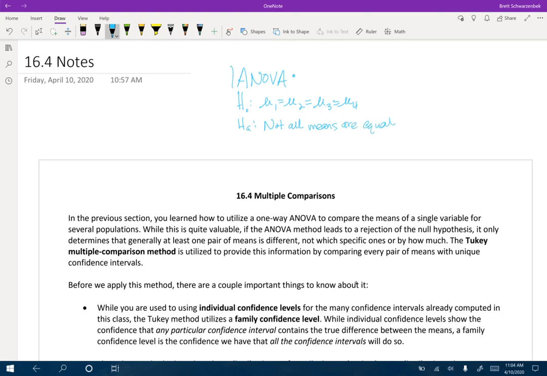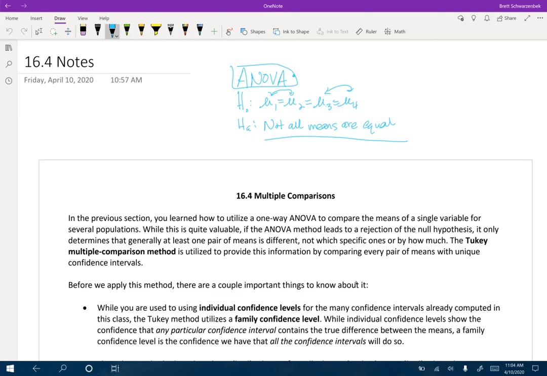Okay, so the key was if we rejected H naught, that meant that not all means are equal, but we didn't necessarily know which means weren't equal. So for example, maybe mu1 and mu2 are equal, but mu3 and mu4 are not. So it's kind of an issue there, because maybe you'd like to know what means are actually causing the test to blow up and end up rejecting H naught. So that's the focus of this section.